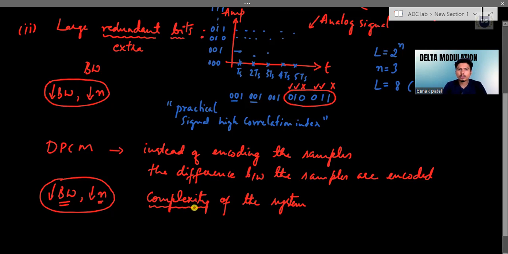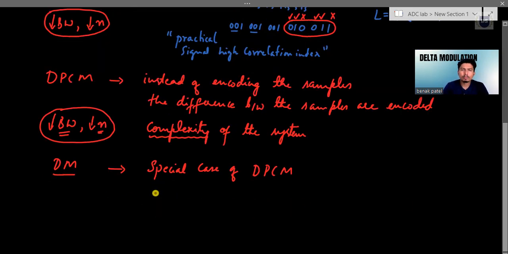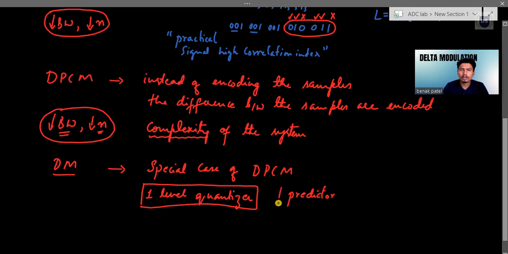But there are situations wherein we need to minimize the hardware complexity, and as a solution for that we have delta modulation, abbreviated as DM. Delta modulation is a special case of differential pulse code modulation, wherein we make use of only a one-level quantizer, and the other component that we use is a prediction filter. So by using only these two blocks, we can realize delta modulation, and let's go through this in detail.